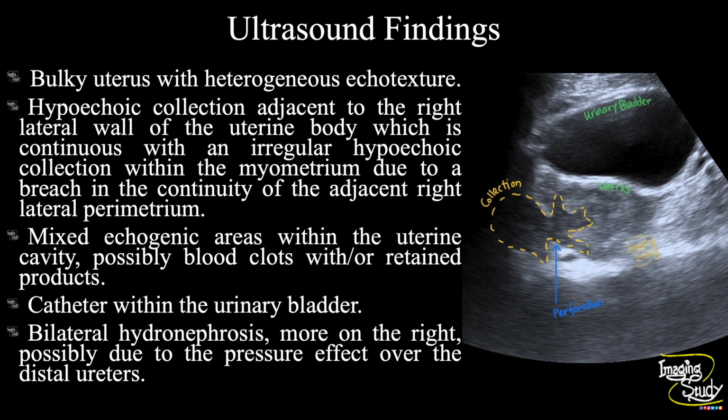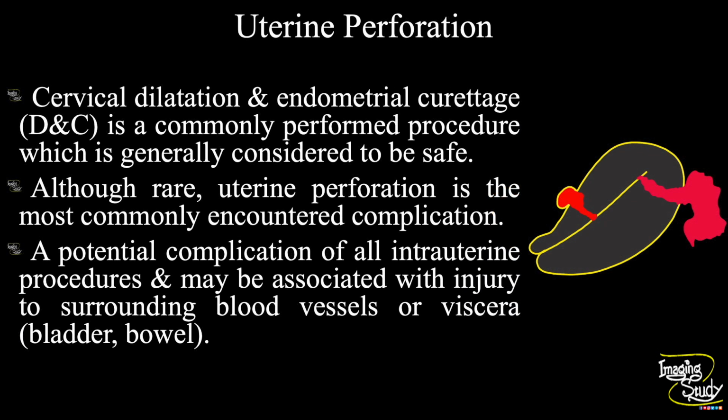So let's talk a little about uterine perforation. Uterine perforation is a rare but most commonly encountered complication of the DNC procedure, which is commonly done in our centers. Actually, it is a potential complication of all intrauterine procedures and may be associated with injury of the surrounding blood vessels or even the viscera.